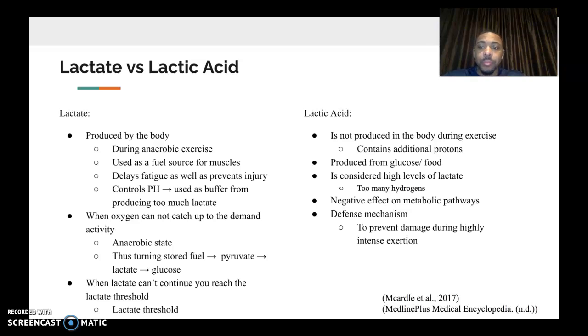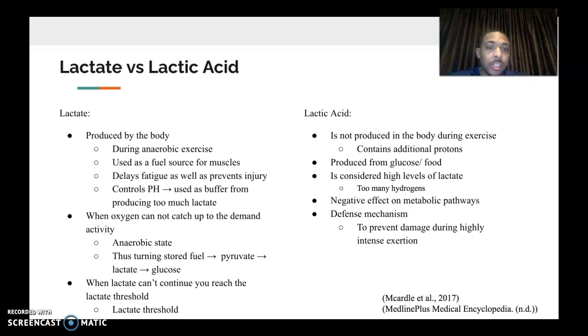And when oxygen is low, it's used as a demand in an anaerobic state, and it turns from fuel source to pyruvate to lactate, as I stated earlier in the Cori cycle, and back to glucose, so your skeletal muscle can transfer it to the liver through the bloodstream and back and forth, and is used interchangeably. Your lactate threshold is when your lactate can't continue to reach a certain point.